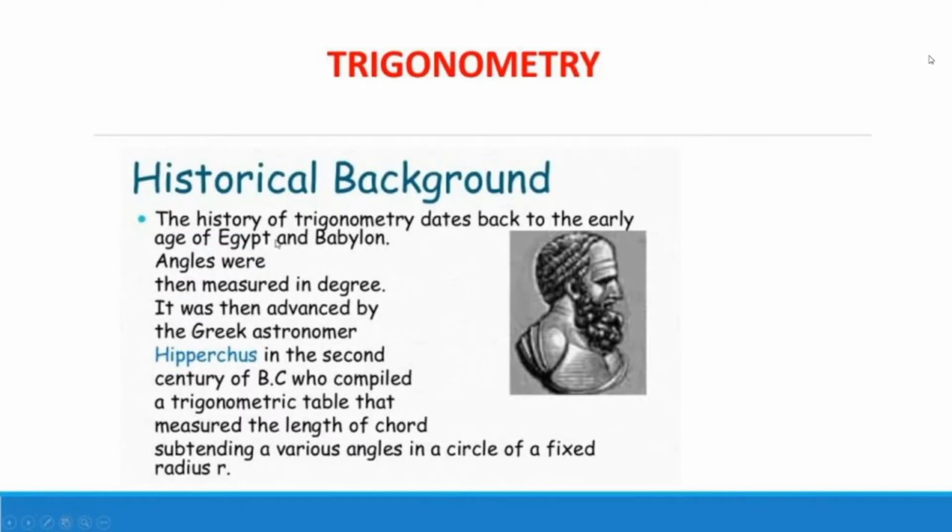Historical background. The history of trigonometry dates back to the early age of Egypt and Babylon. Angles were then measured in degrees. It was then advanced by the Greek astronomer Hipparchus in the 2nd century BC, who compiled a trigonometric table that measured the length of chord subtending at various angles in a circle of a fixed radius r.